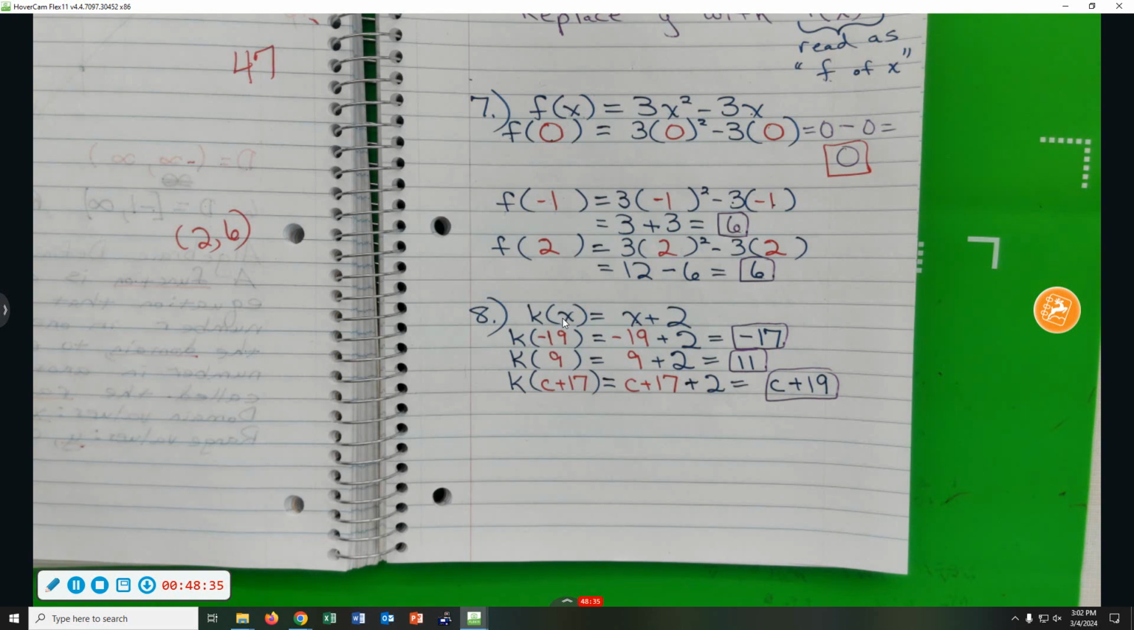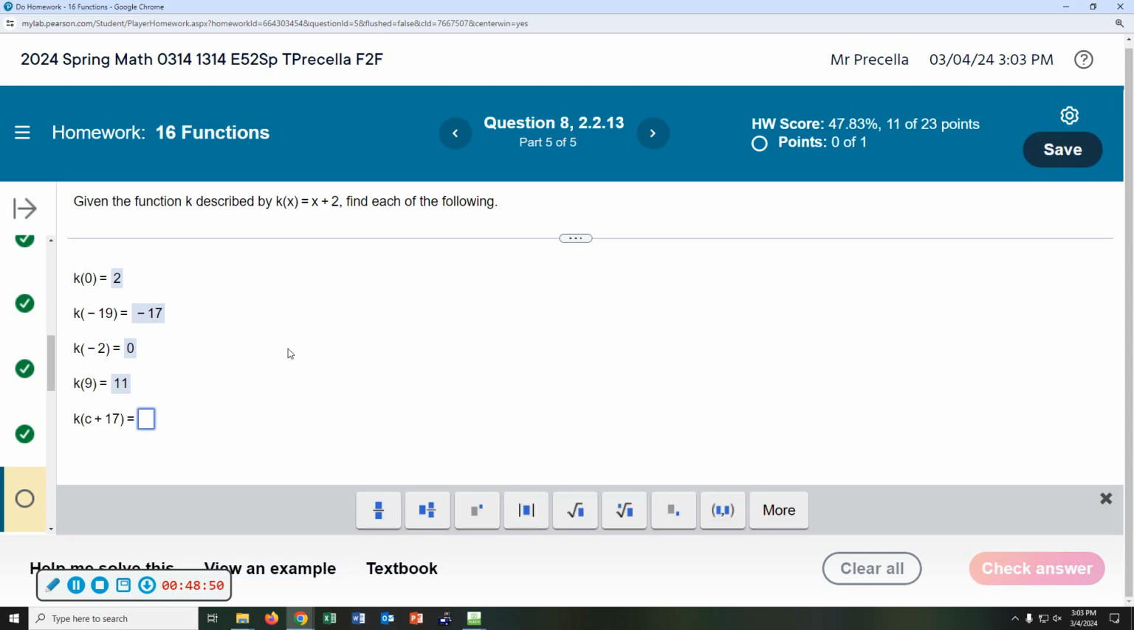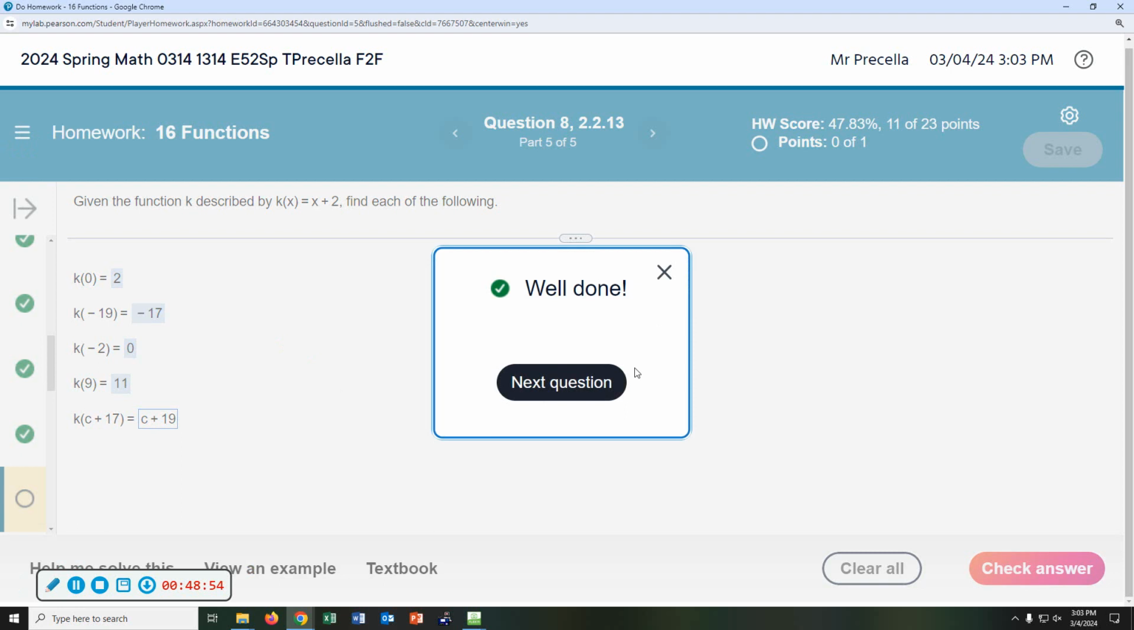So it doesn't have to just be a number. You could be plugging in a variable expression. Here we had to change a variable from x to c. Change the constant too. So it's c plus 19. Any questions?